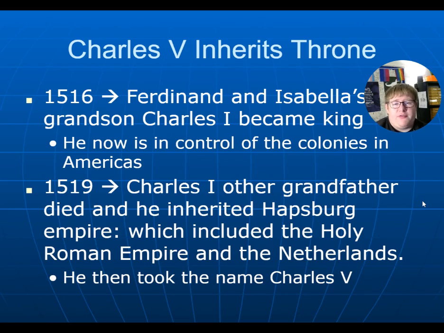So Charles V is going to inherit the throne. And in 1516, Ferdinand and Isabella's grandson, Charles I, is going to become king. Remember, we talked about Ferdinand and Isabella in chapter 14 when we talked about Columbus. By 1519, Charles I's other grandfather is going to die, and he's also going to inherit the Habsburg Empire, which included the Holy Roman Empire and the Netherlands. He then took the name of Charles V.